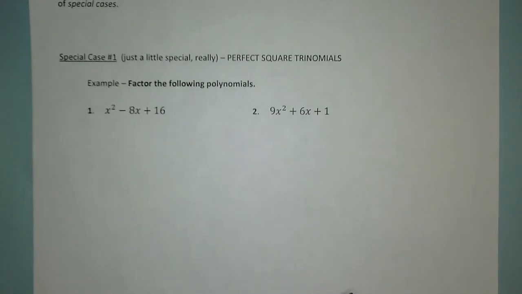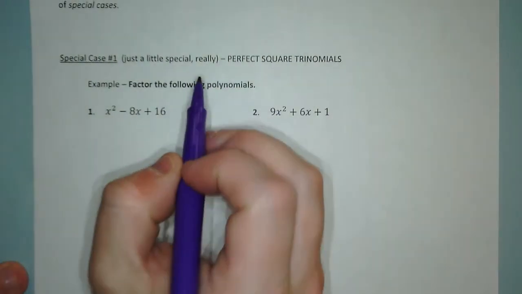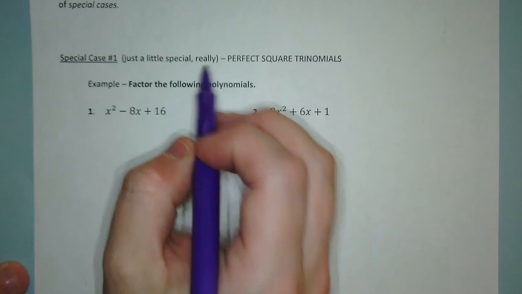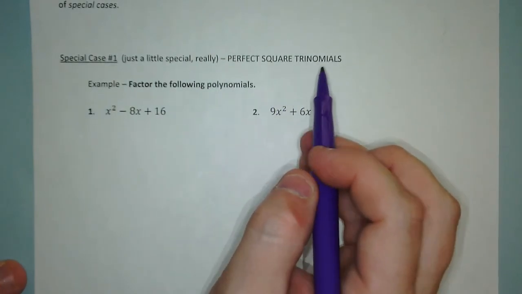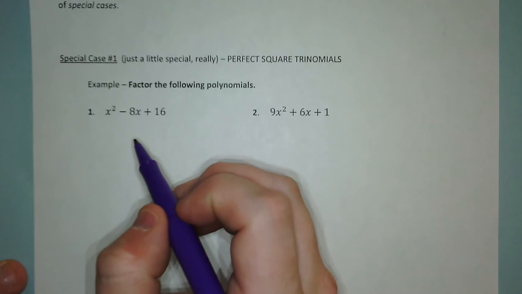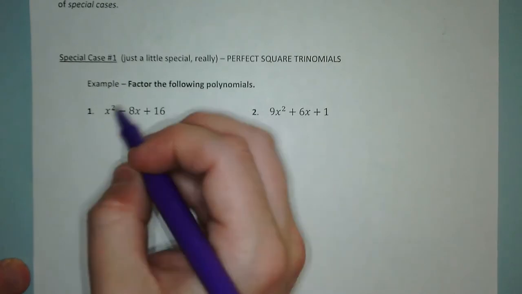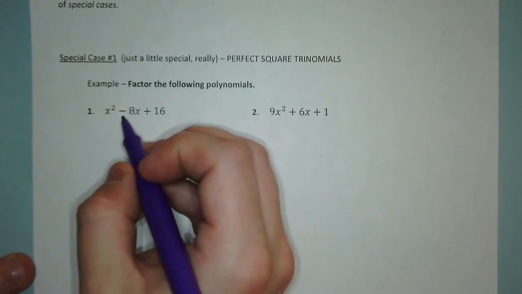Special case number 1. It's really not that special, and here's what's going on. It's called perfect square trinomials. Now again, I don't think this is that special at all, because let's look at this one.